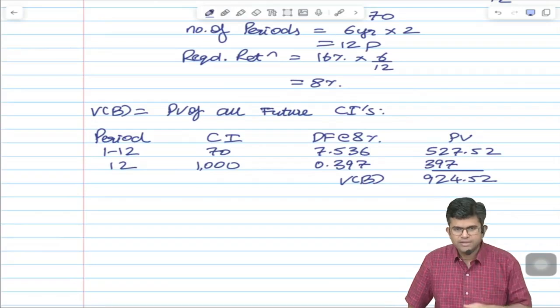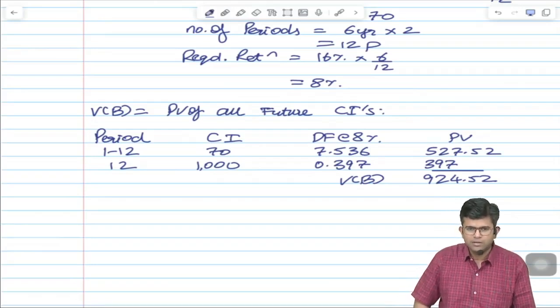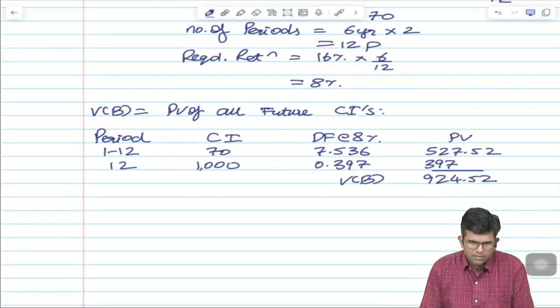No, this is not the second type. This is first type only. Invariant, like that.